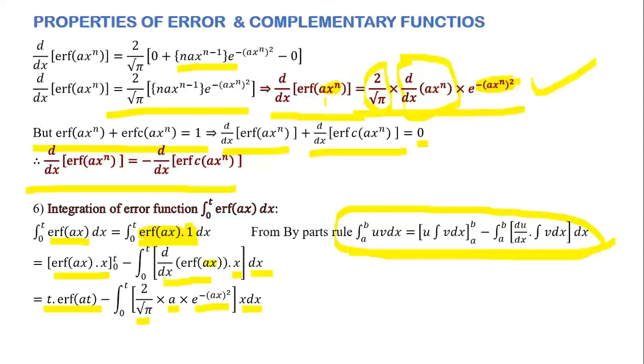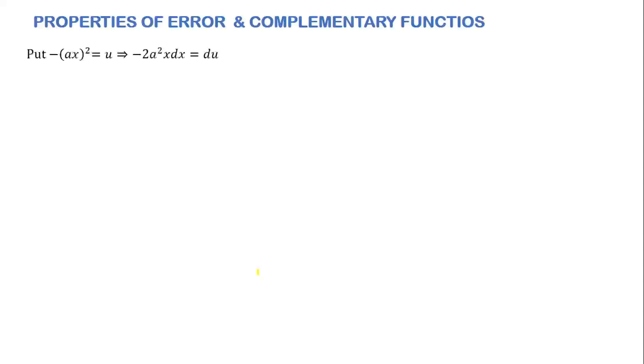From this, you can take this 2a upon root pi, which is a constant, outside this integral. So 2a by root pi, and in the bracket you will now have x into e raised to minus ax whole square. Now to adjust the derivative of this minus ax whole square, I multiply and divide this integral by minus 2a square. Now you can put this power, that is minus ax whole square, equal to u. So this implies minus 2a square x dx is equal to du.